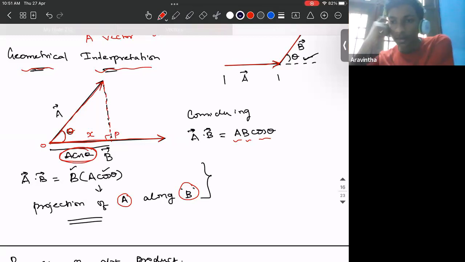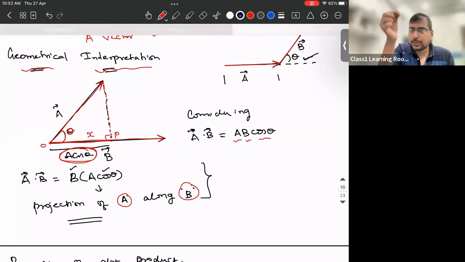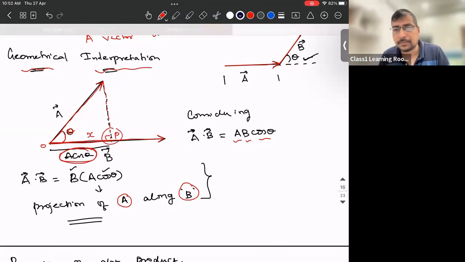Sir, I don't get what projection is. Projection means from one vector you drop a perpendicular onto the other vector. See, from A, I dropped a perpendicular onto B, then I got the foot of the perpendicular here. I have the initial point here. The distance between those two is what is called projection.